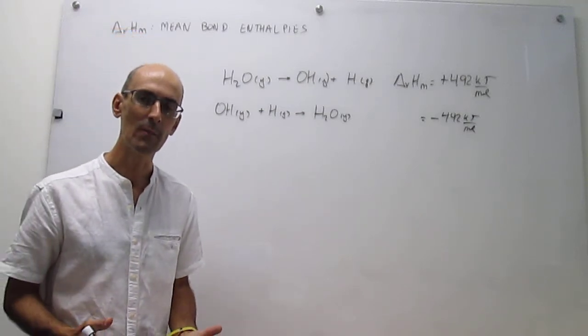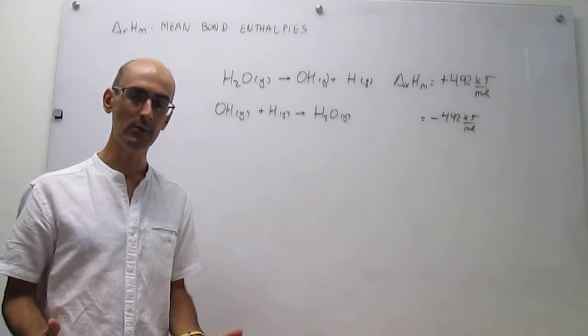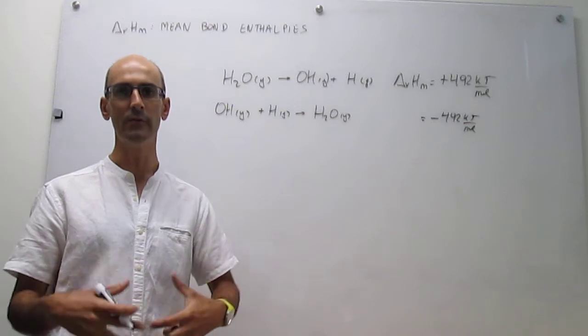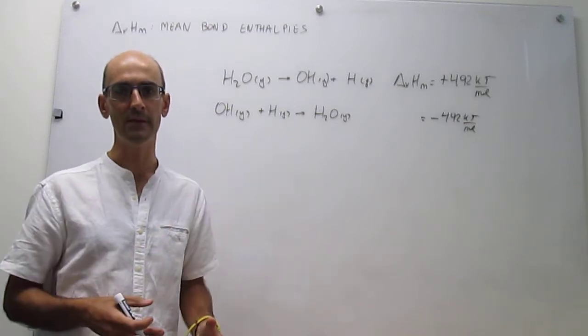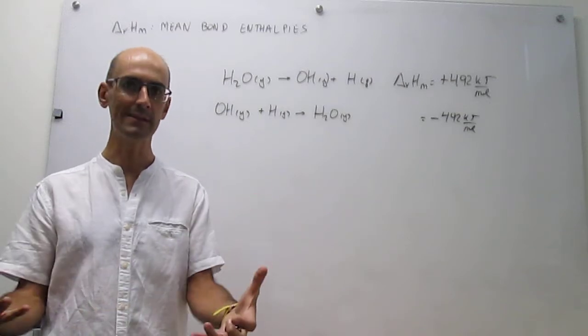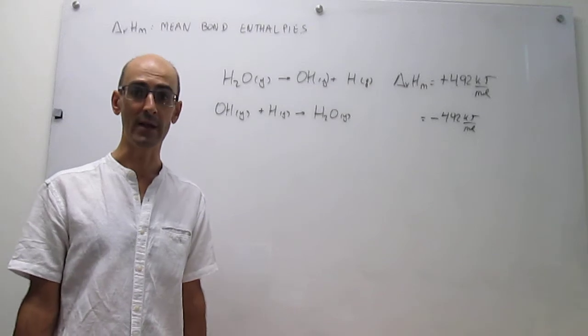Alright, so it turns out that we have been able to tabulate bond energies for a variety of bonds. Then you can look at an overall chemical reaction and simply tally up the number of bonds that are broken and the number of bonds that are formed. Simply take the difference between those values, and that should be a good indicator of the reaction enthalpy.